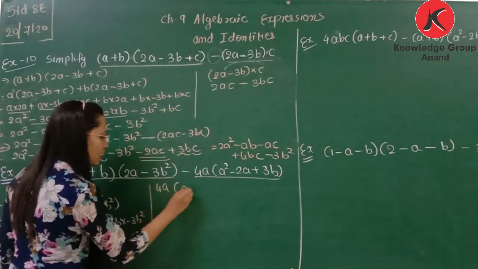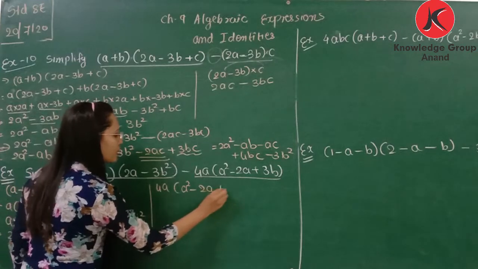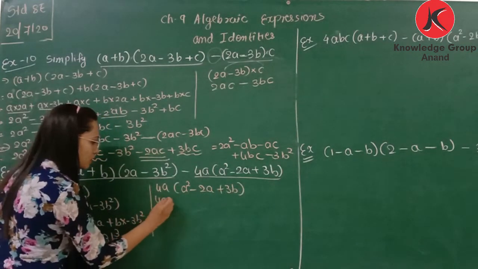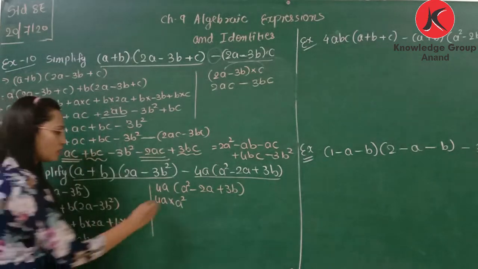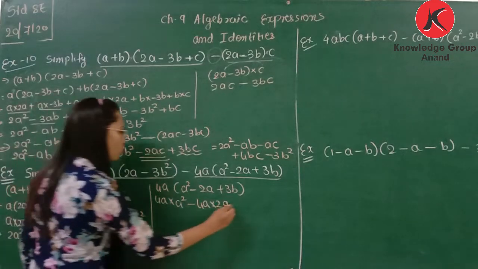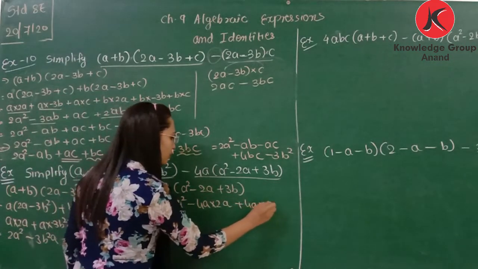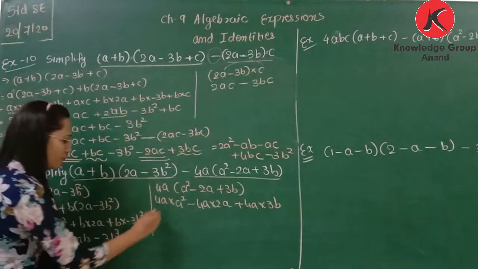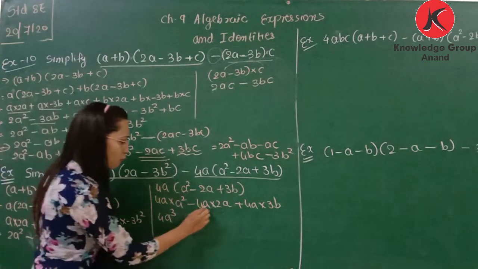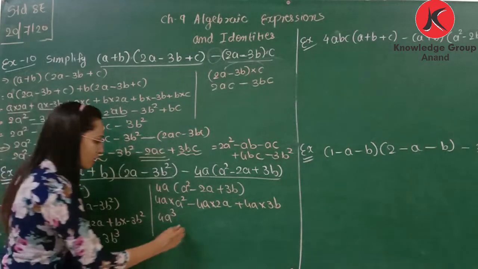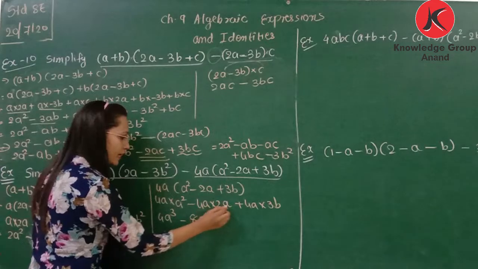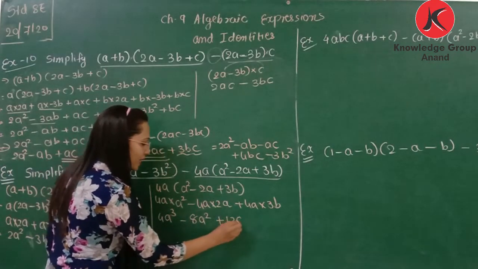4a multiplied by (a square minus 2a plus 3b). 4a is multiplied with a square, 4a is multiplied with 2a and 4a is multiplied with 3b. Now simplify, 4a multiplied with a square becomes 4a cube, 4a multiplied with 2a becomes minus 8a square, 4 times 3 is 12, a into a square.